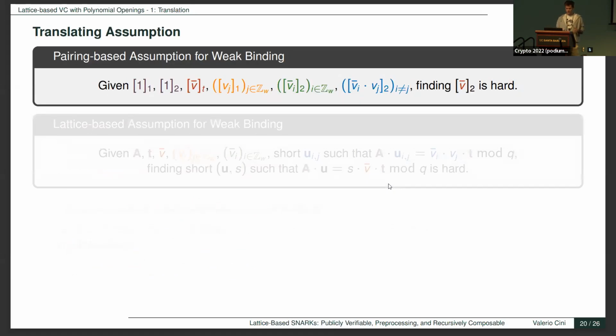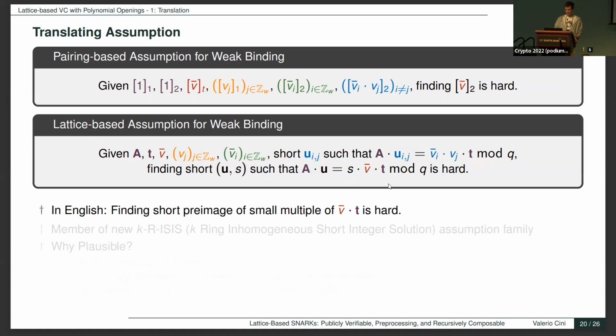Now that we have the construction, we also have to translate the assumption under which the pairing-based scheme is proven secure to the lattice setting. So the assumption under which the pairing-based construction is proven weak binding is the following. Given the elements in the public parameters, it's hard to find the encoding of the target monomial V bar in group 2. And if we translate this to the lattice world, we will have that given the elements in the public parameters, it should be hard to find a short preimage U such that AU equals V bar times T. However, we will have to slightly strengthen this requirement and ask that it's not only hard to find a short preimage of V bar times T, but it's hard to find a short preimage of a small multiple of V bar times T.